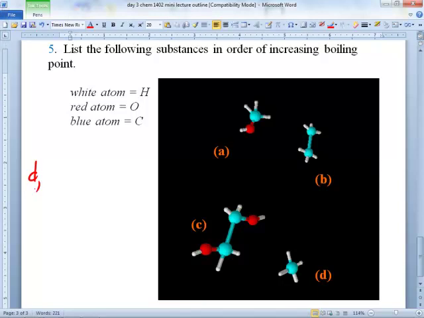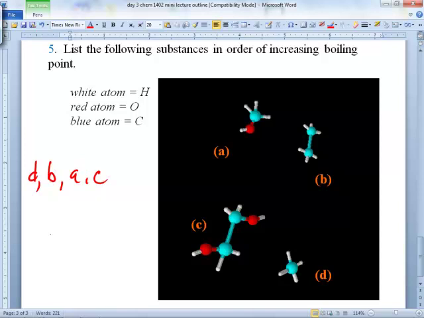B? Yeah, B would be next, because again, all you have is dispersion, but there's more mass now. Then you'd pick A. Why would you pick A and then C? Two more hydrogen bonds. You're not supposed to think of size, you're supposed to think of the number of hydrogen bonding spots. So you pick A and then C last, because C has two hydrogen bonding spots.